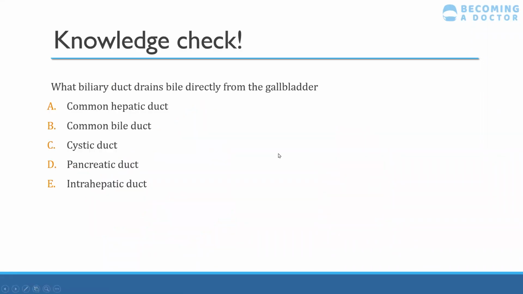Okay, so what biliary duct drains bile directly from the gallbladder? Let's open the poll, launch polling.